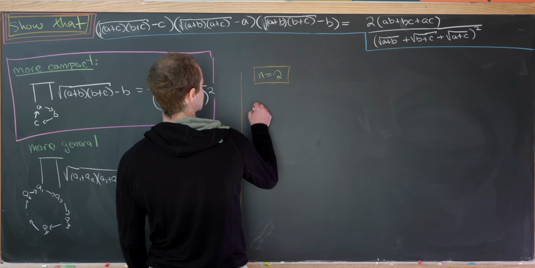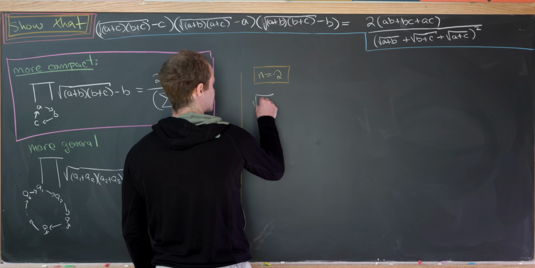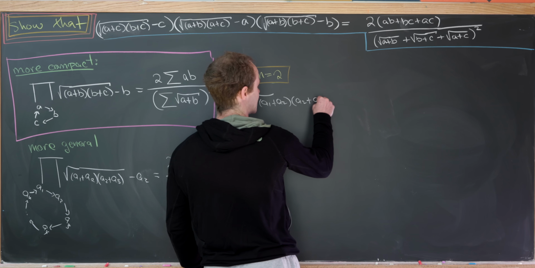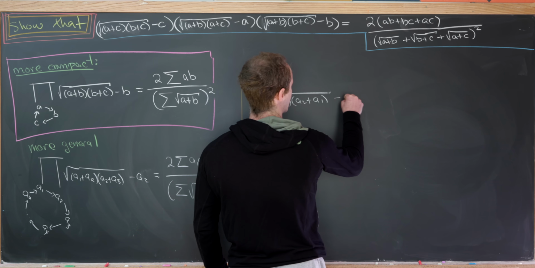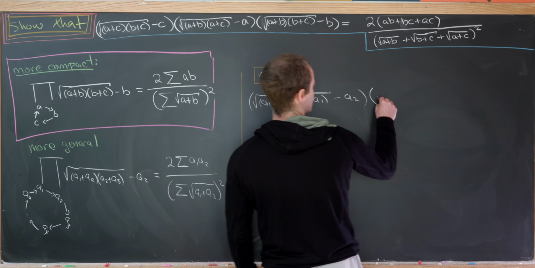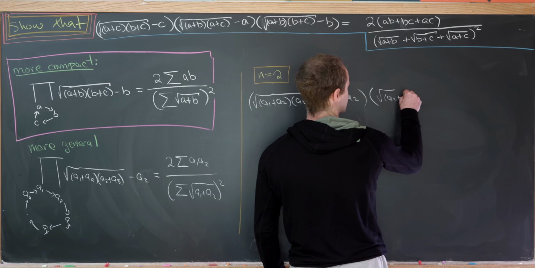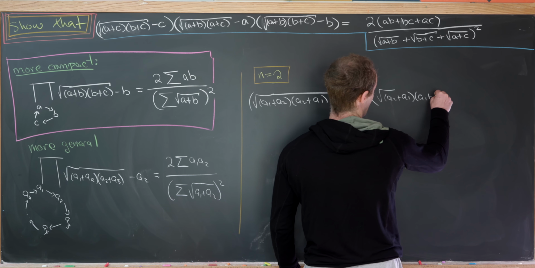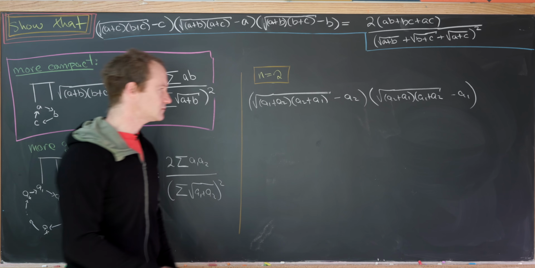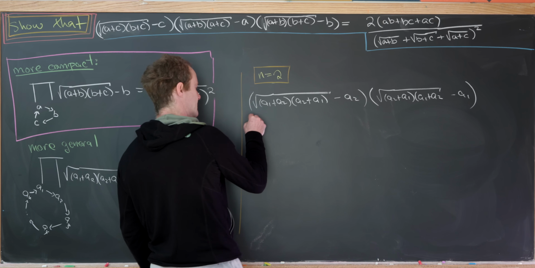Okay, so that means the first term of this product will be the square root of a1 plus a2 times a2 plus a1, and then from that we subtract a2, and the second term of that product will be the square root of a2 plus a1 times a1 plus a2 minus a1. But notice that simplifies quite a bit.